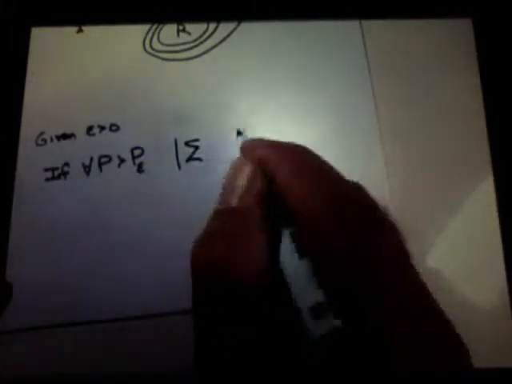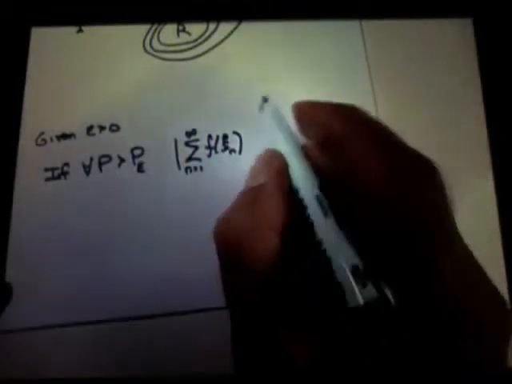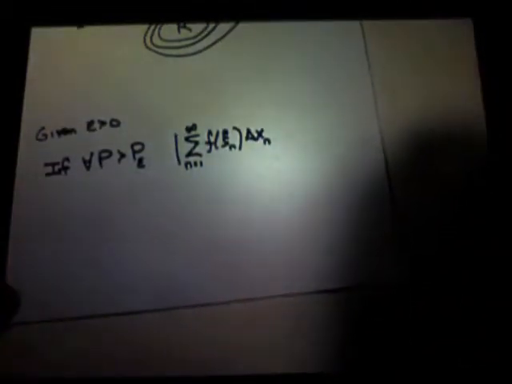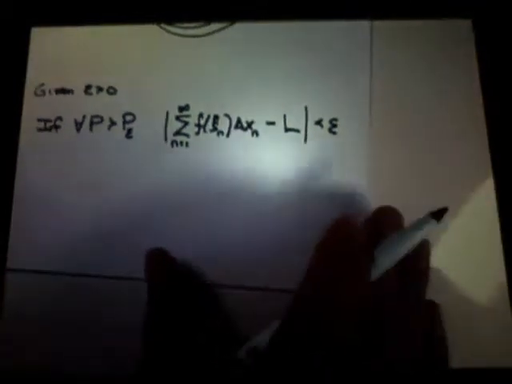You fix an epsilon greater than 0. And then if, for all partitions P that are finer than a particular partition P sub epsilon, it is true that the sum, n equals 1 to infinity f of psi sub n delta x sub n, that's a Riemann sum, minus some number L is less than epsilon.